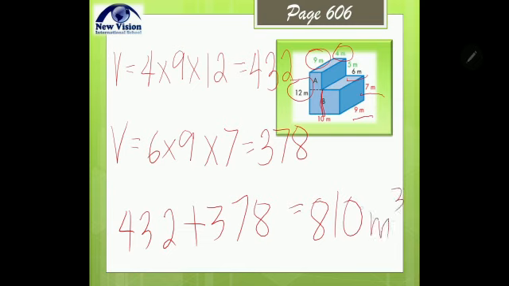So as you can see, 810 is the same as the answer in the video, which is also 810 cubic meters. So even if it is divided horizontally or vertically, we will still get the same total volume of the three-dimensional figure that you have.